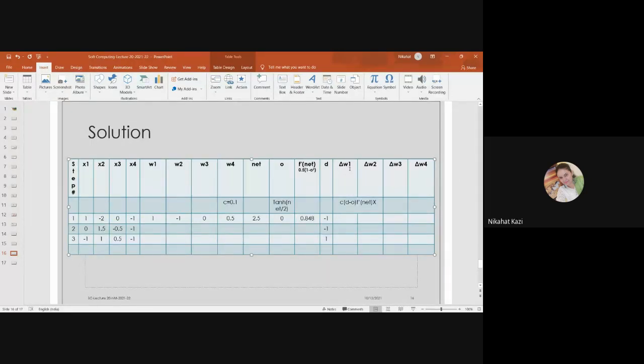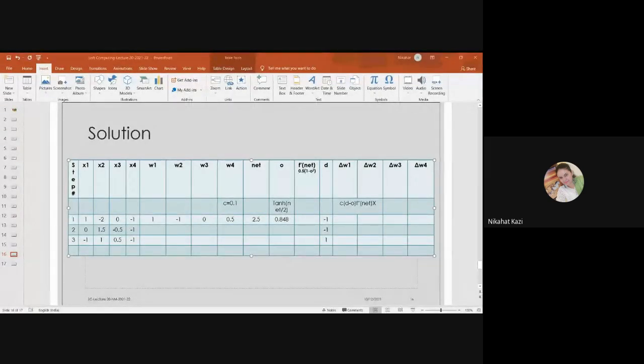Delta W1. So O is 0.848. First of all, you need to compute f dash of net. What is f dash of net? Use the formula which we have just derived, half times (1 minus O squared). Substitute this 0.848 in that equation. 0.14. Correct.